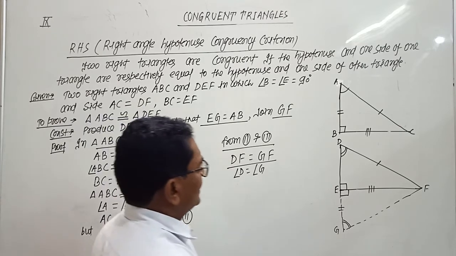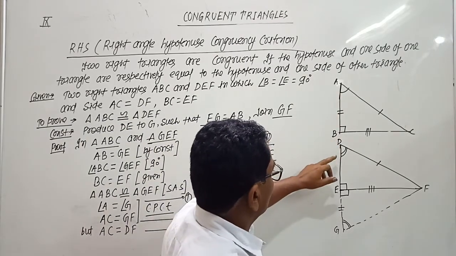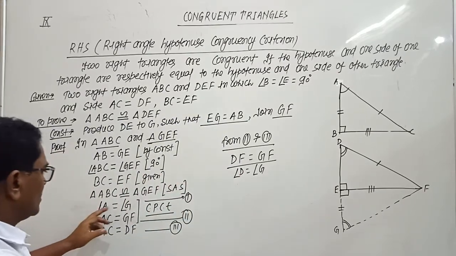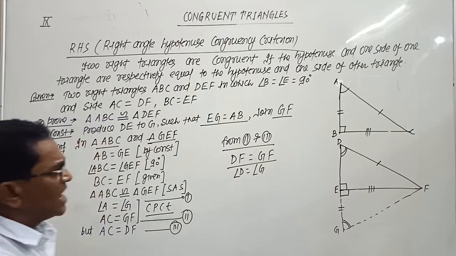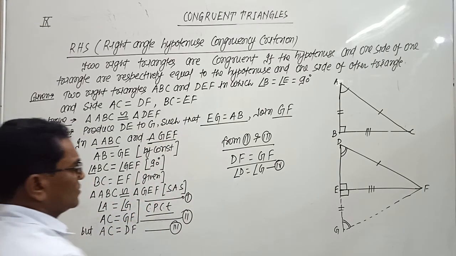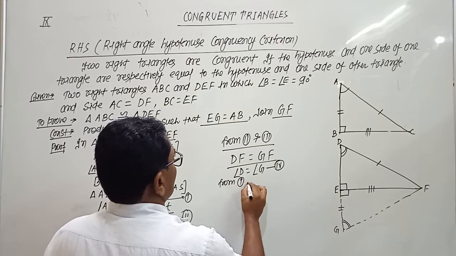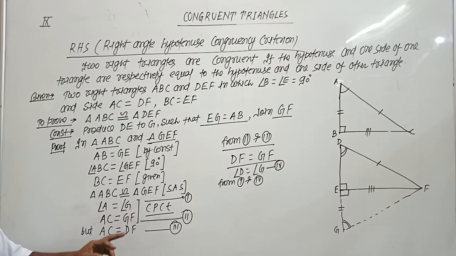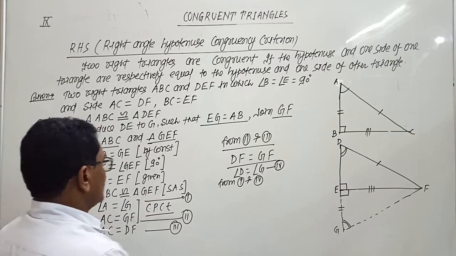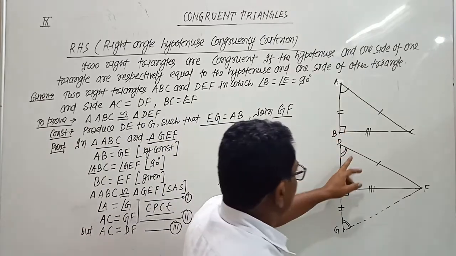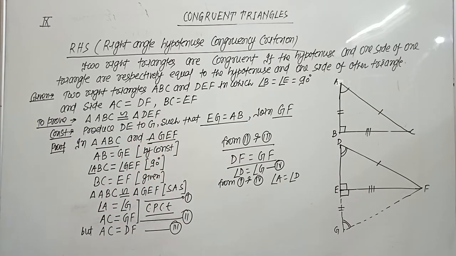So angle D equals angle G. Angle A was equal to angle G, and angle D is equal to angle G. Name it the fourth equation. From the first and fourth, we conclude that angle A equals angle D.